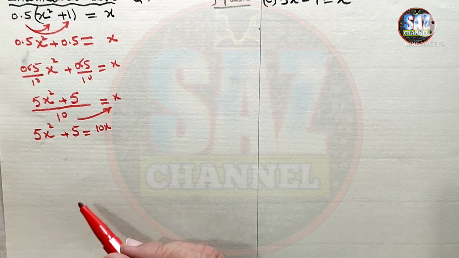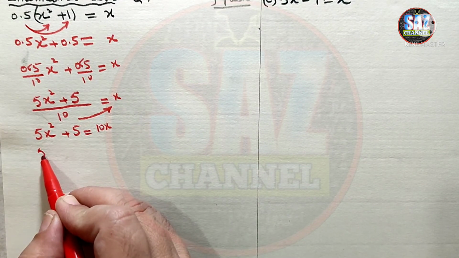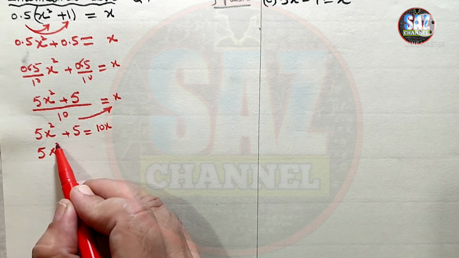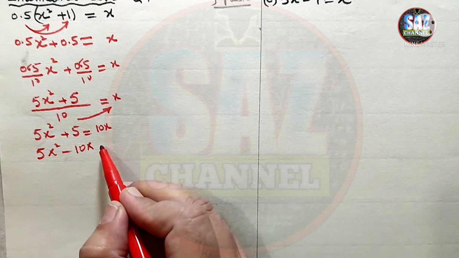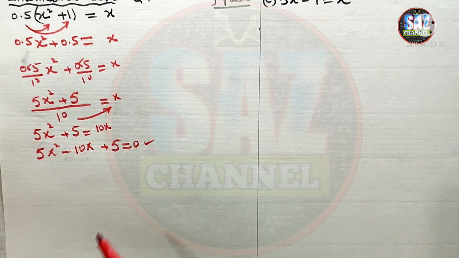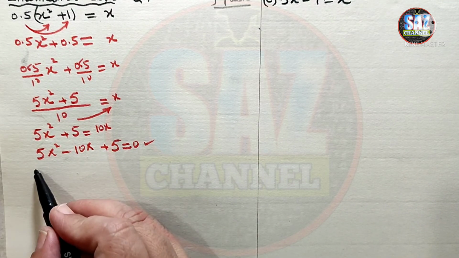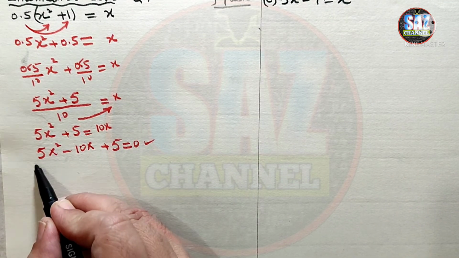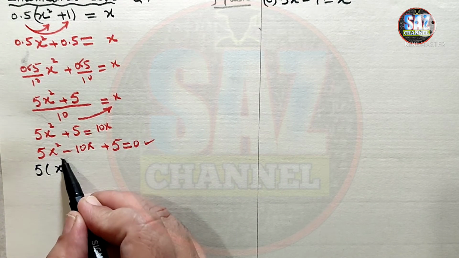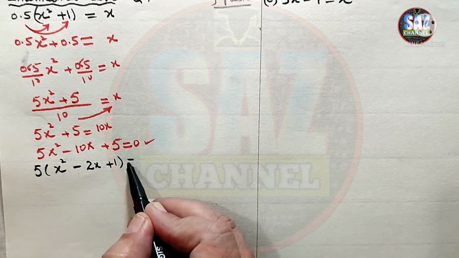Now our equation is free from decimals and fractions, and we have to write this equation in standard quadratic equation form: 5x square minus 10x plus 5 equals 0. Now students, look carefully. This equation is in the form of the standard quadratic equation, and think whether we can simplify it more or not. Can we make this expression easier or not? So what we have to do is pull out 5 as a common factor. This is x square minus 2x plus 1 equals 0.